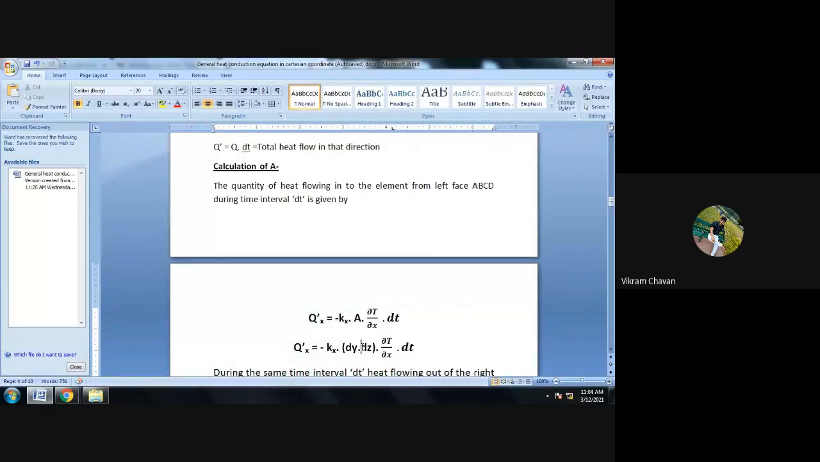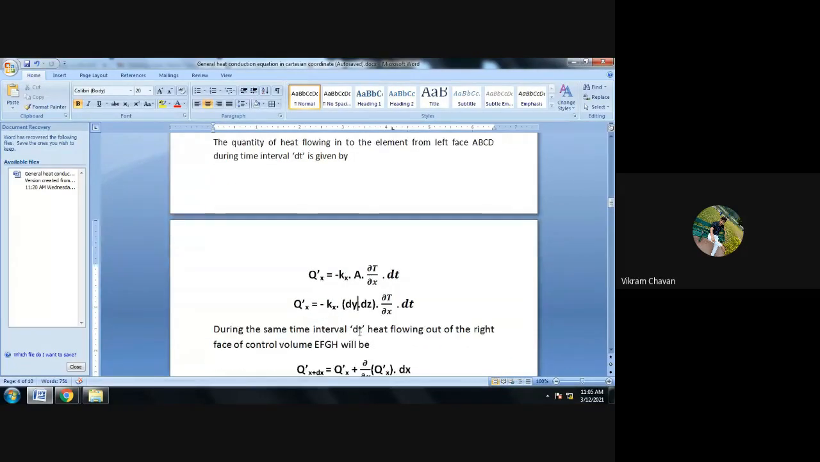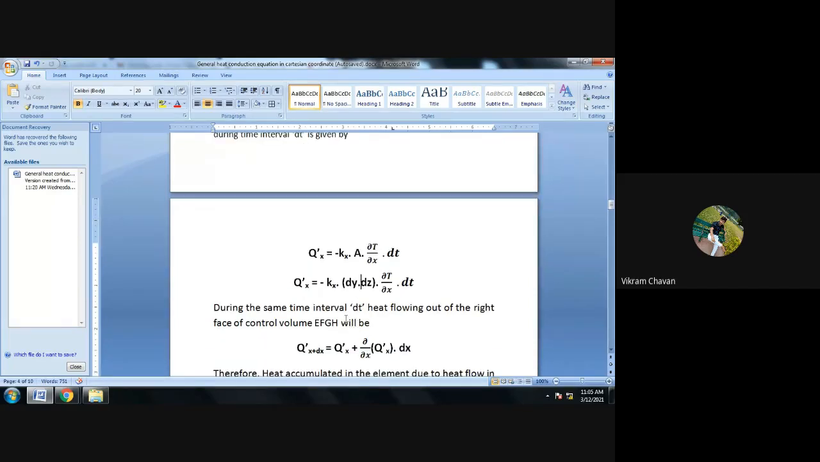Further we discuss the area of the ABCD face, which is equal to dy multiplied by dz. Now during the same time interval, an amount of heat will transfer from the element to the next element or to the surroundings by conduction. Okay, so that we have notified as q dash x plus dx. So during the same time interval dt, heat flows out of the right face of the control volume, the face EFGH. According to our nomenclature, EFGH is the face which is opposite to ABCD.